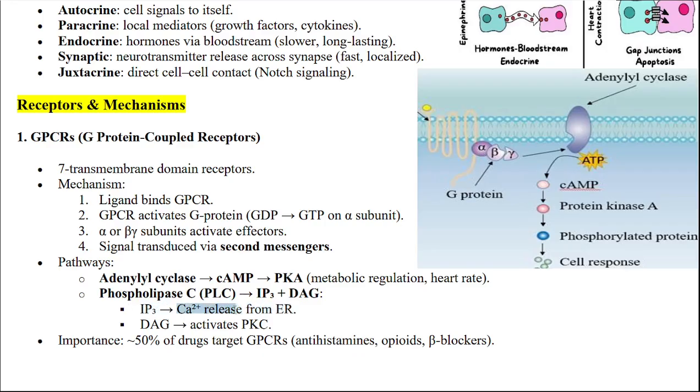Meanwhile, DAG stays embedded in the membrane, and along with the released Ca2+, helps to activate another important kinase called protein kinase C, PKC. And PKC, like PKA, phosphorylates targets. Exactly. PKC phosphorylates its own set of target proteins, often involved in things like cell growth, differentiation, and managing ion transport. So the PLC pathway activates both Ca2+ signaling and PKC signaling. Wow, okay. GPCRs are clearly huge. What's the next major class of receptors?